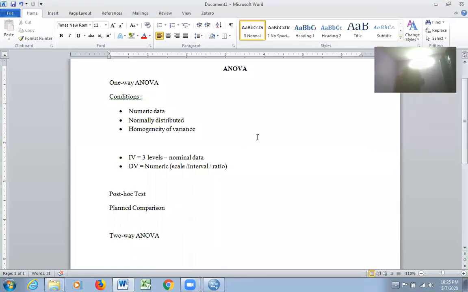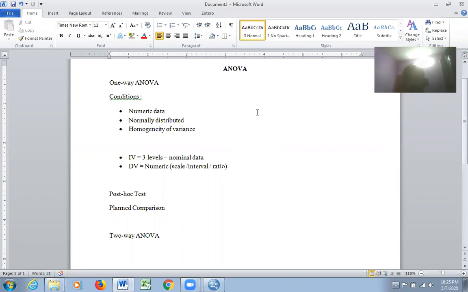Welcome back to the session on parametric tests on SPSS. In the last class, we discussed two important tests, namely the independent sample t-test and the paired sample t-test. And in this second part of the third session, I would like to concentrate on the ANOVA test, analysis of variance.